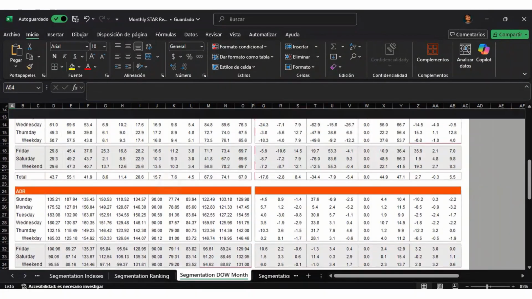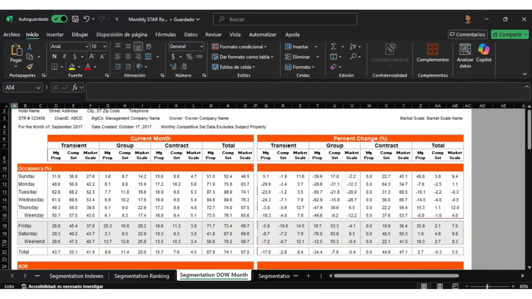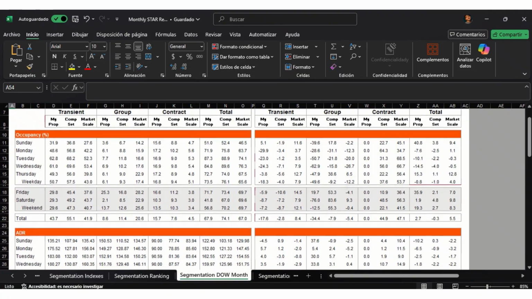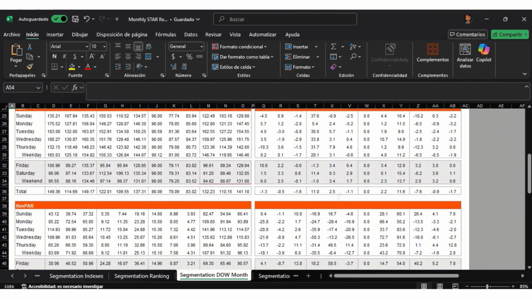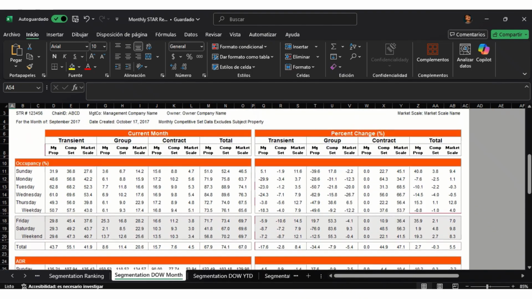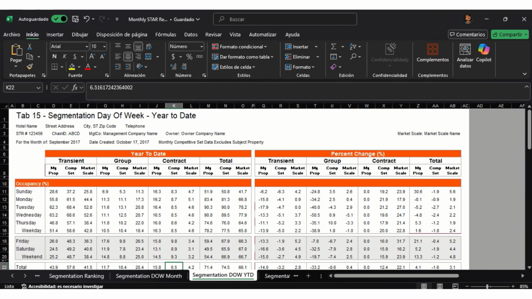And we also have RevPAR, ADR, and occupancy percentage for transient, group, contract, total, and percent changes, and comp set. This one is a little bit more confusing, but it's also really important. This DOW month, I'm confused. This was for the current month, and this was year to date.